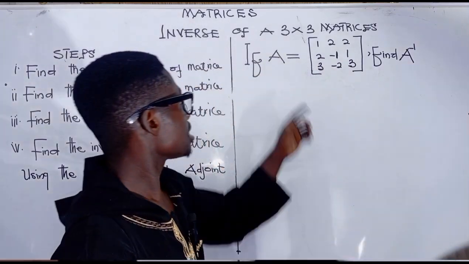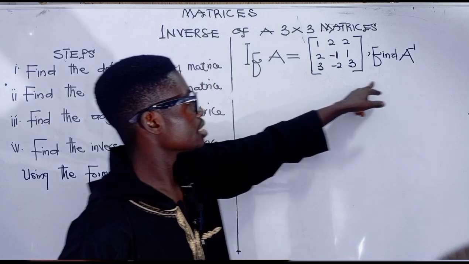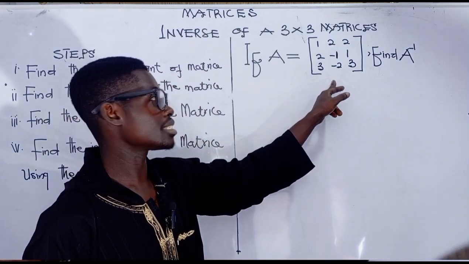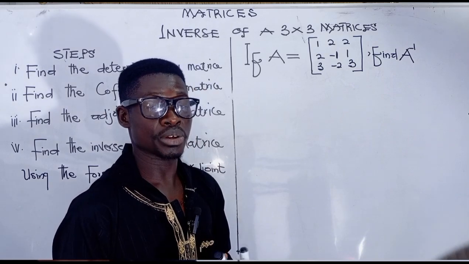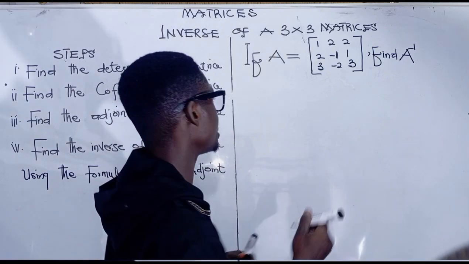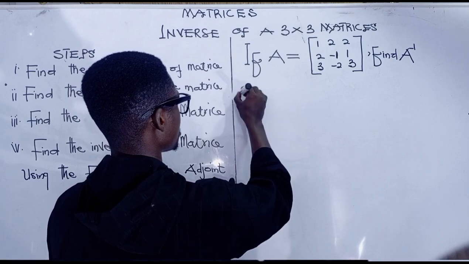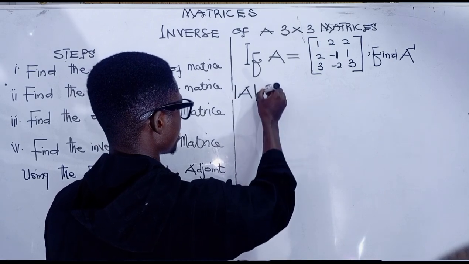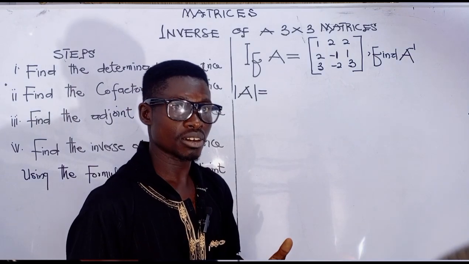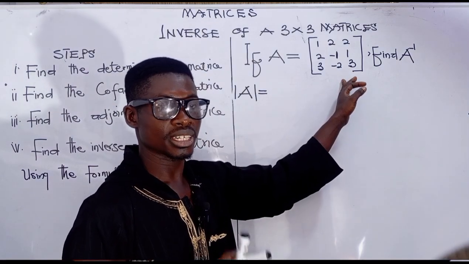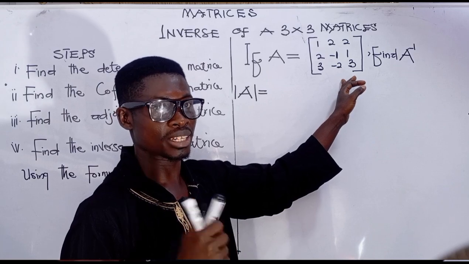So let's find the inverse of what? Matrix A. And we can see that this matrix is a 3 by 3 matrix. So the first thing that we are supposed to do is what? Find our determinant. So we have the determinant of matrix A. Now we have already learned how to find the determinant of a 3 by 3 matrix. If you have forgotten, please kindly go back and watch.